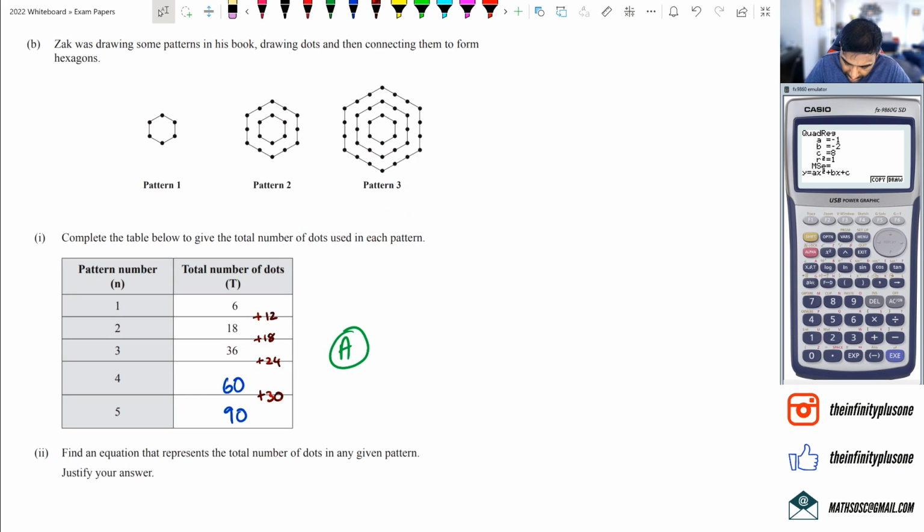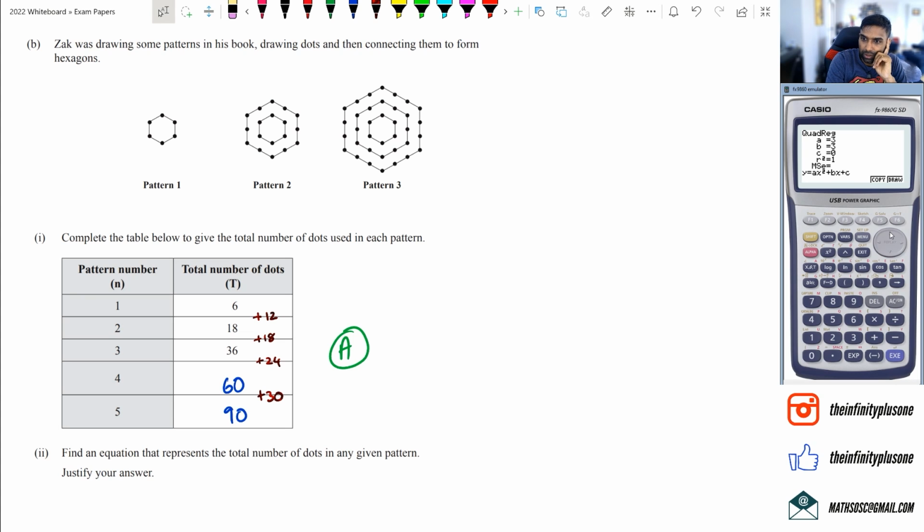Find an equation that represents the total number of dots in any given pattern. So, this is interesting, this question. Looking at this question, I know that putting this in the graphics calculator is going to spit out an answer straight away for me. So what have I got? 1, 2, 3. I don't even need the fourth one. 6, 18, 36 should get me this, but let's have a look.